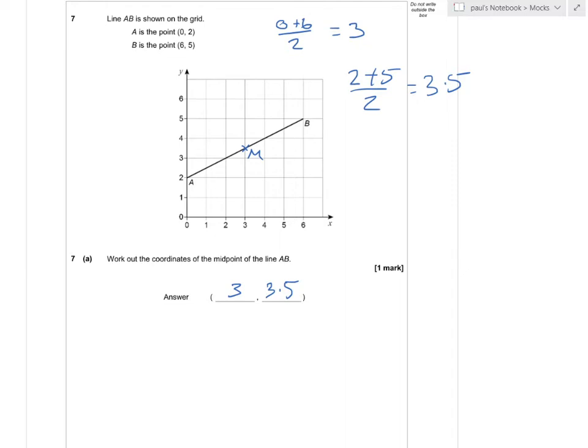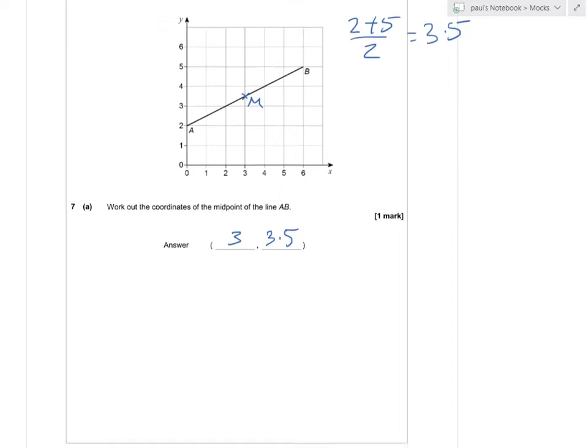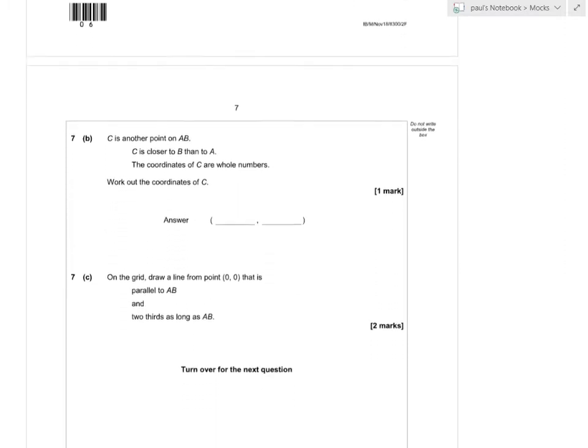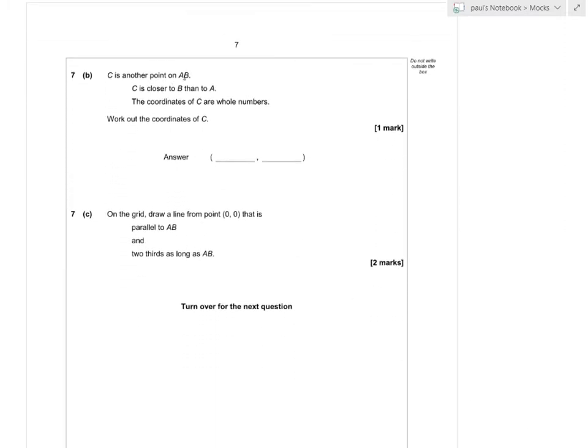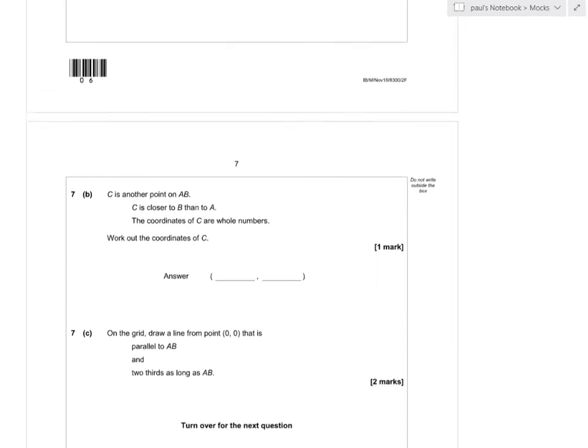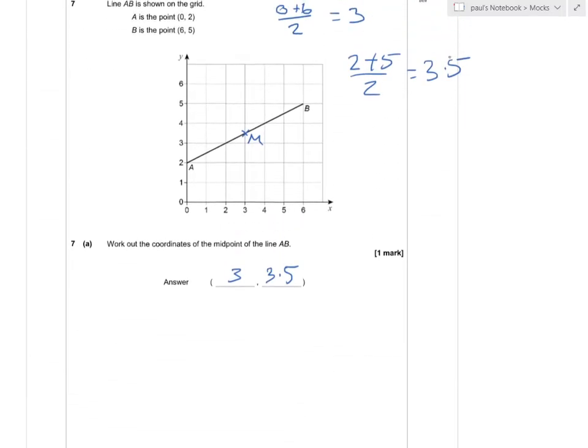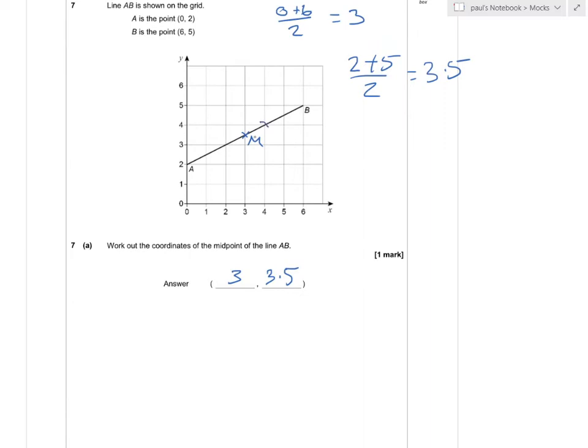Right, so we're on question 7b. C is another point on AB. C is closer to B than A. The coordinates of C are whole numbers. Ooh, so we're going to have to go back to this. So we've got C is closer to B than A, so whole numbers got to be there.